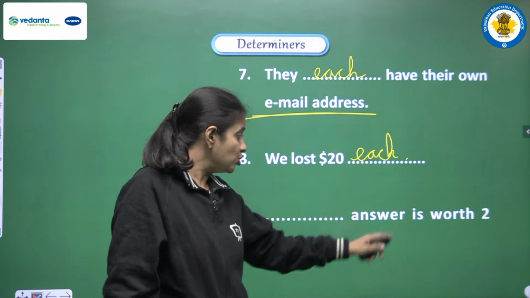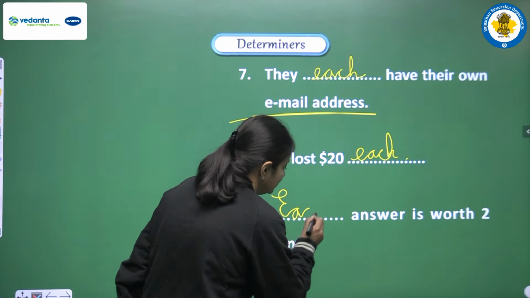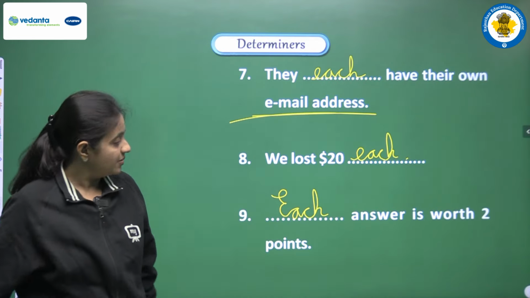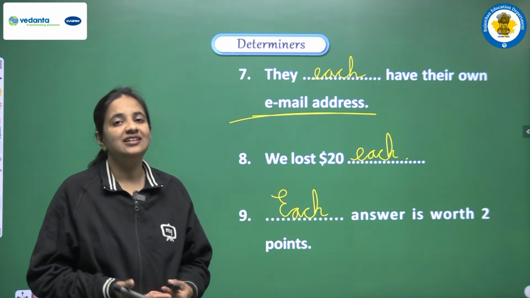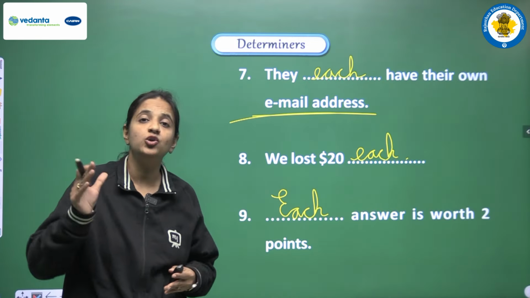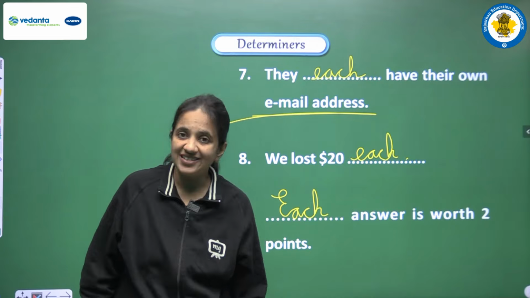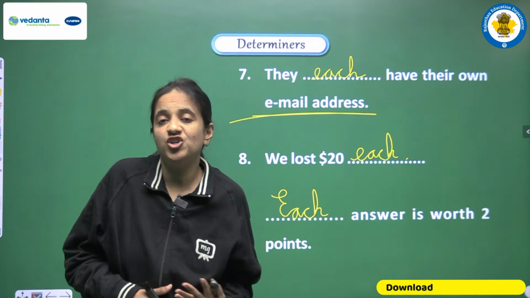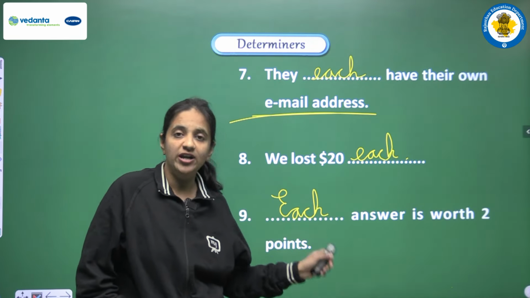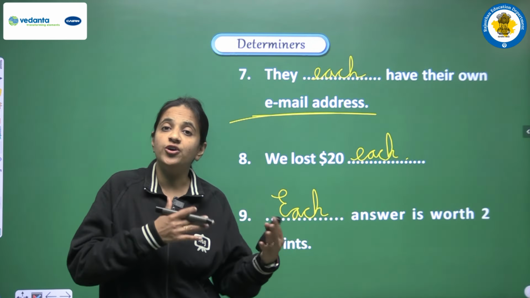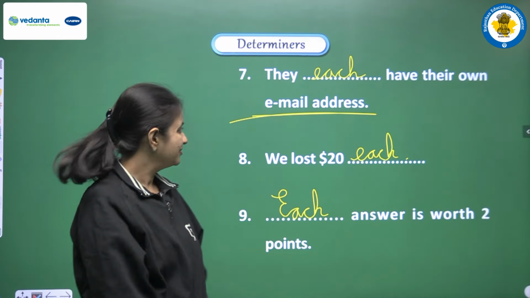Next is answer is worth 2 points. Again our answer will be each, and the reason is very much obvious here. Suppose in a question paper there are 10 questions and I am saying that the each answer is worth 2 points. So yes, we are talking about one question paper, but here in this sentence we are talking about all the questions as an individual, and we are saying that each answer is worth 2 points. आप जितने भी answers लिखोगे, so for each answer you will have 2 points, you will have 2 marks.